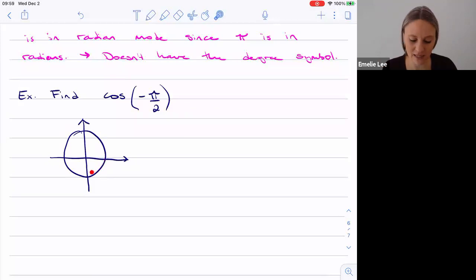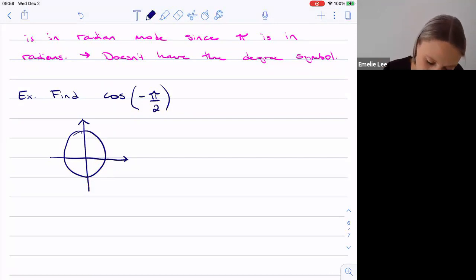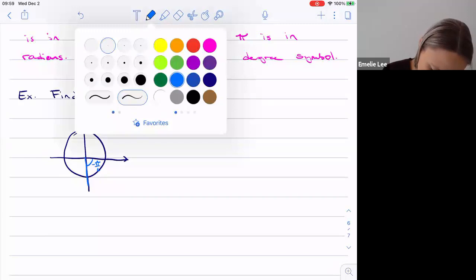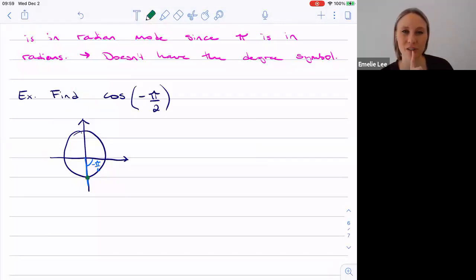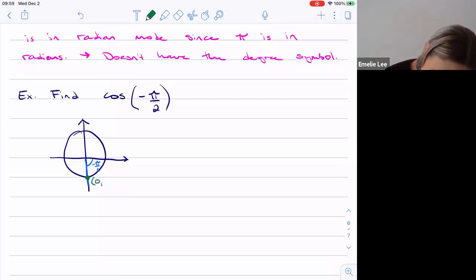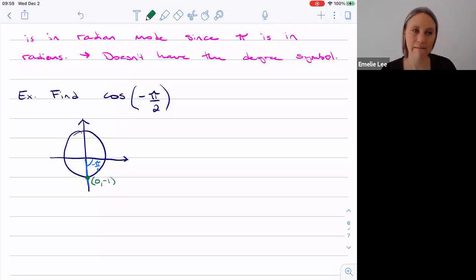If I'm moving in a negative direction, I'm moving clockwise, and pi over 2 actually just puts me here. It's a quarter way mark. We know that because we know those quarter way marks pretty well by now. And so here, negative pi over 2 puts me on this arm. And because I'm on the unit circle, I know that terminal point is at 0, negative 1.